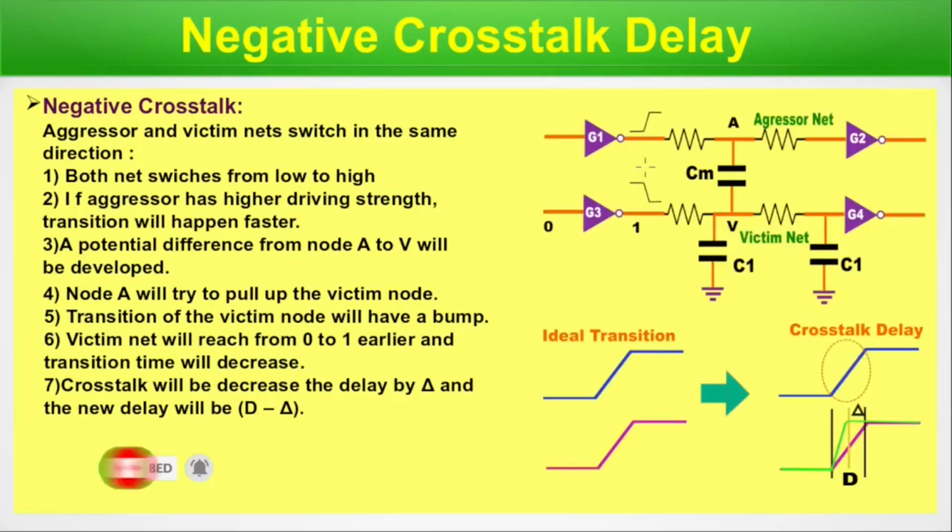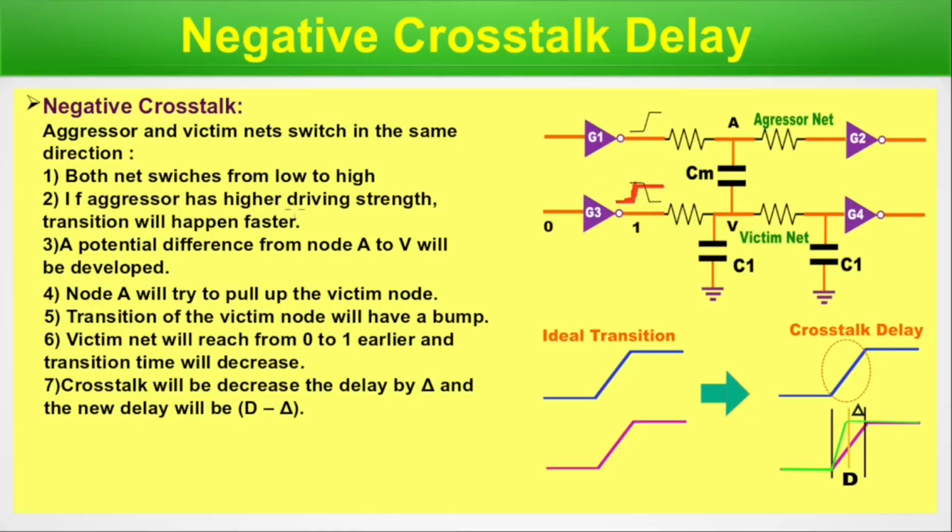Now negative crosstalk delay. There is a small mistake in this waveform, it would be like this. It is written properly, but it's not. So negative crosstalk: aggressor and victim net switch in the same direction. Both nets switch from low to high. So here also it's 0 to 1, here also it's 0 to 1. There is a small mistake. I have corrected this one.